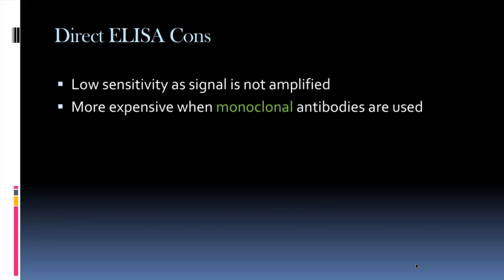The other disadvantage is that monoclonal antibodies are quite expensive to use and to modify. And so in this case, not only are you using monoclonal antibodies, you are also conjugating them to an enzyme. So conjugating or modifying a monoclonal antibody is also cumbersome and pricey.